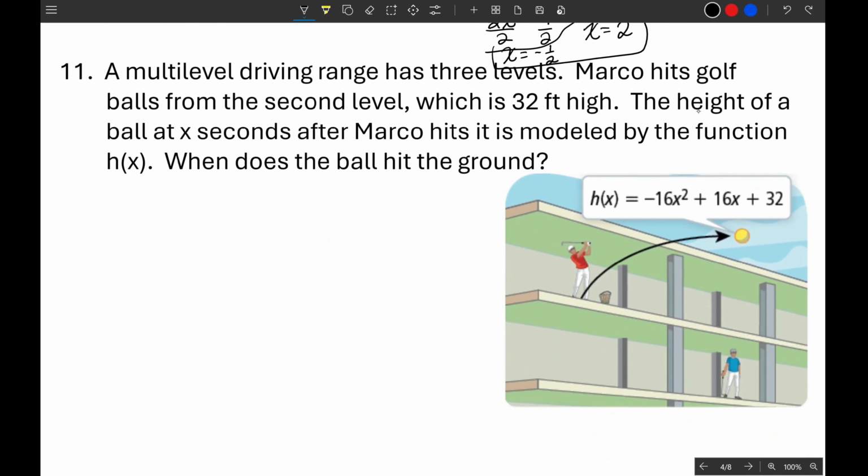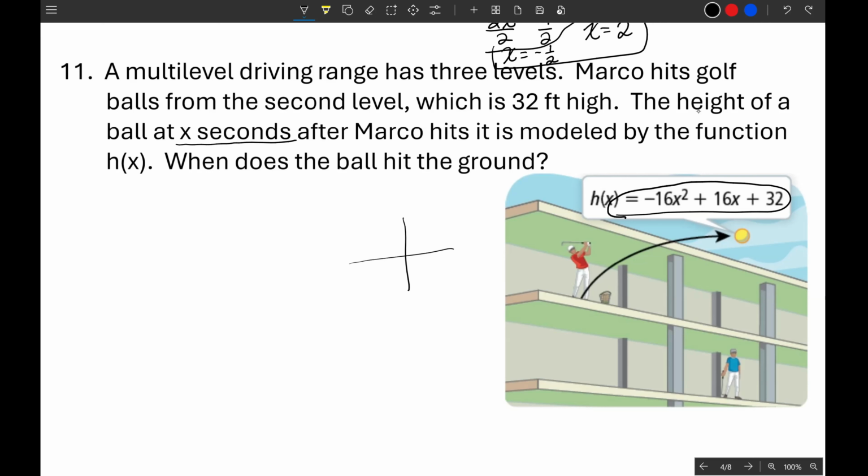All right, a multi-level driving range has 3 levels. Marco hits golf balls from the second level, which is 32 feet high. The height of a ball at x seconds, pay attention to that unit of measure, x is your seconds, after Marco hits it is modeled by the function h of x. When does the ball hit the ground? So they gave you a function, and they want to know when it hits the ground. Well, let's think about this. We have Marco.